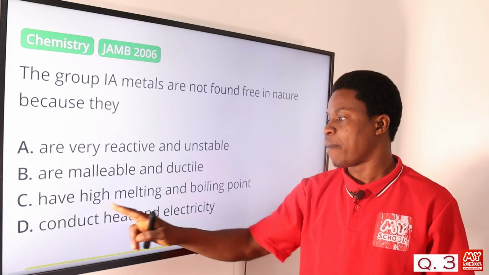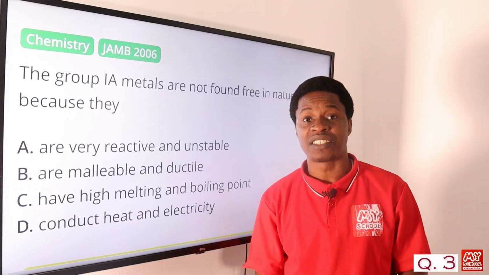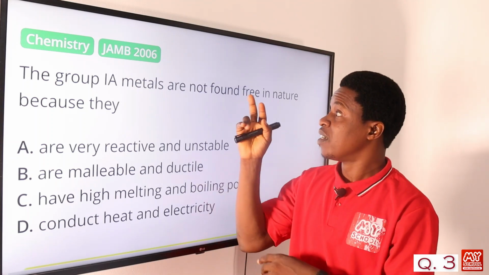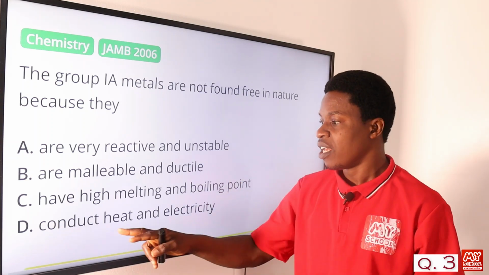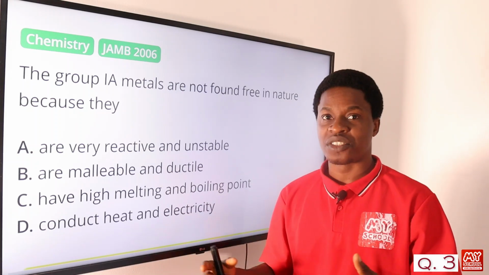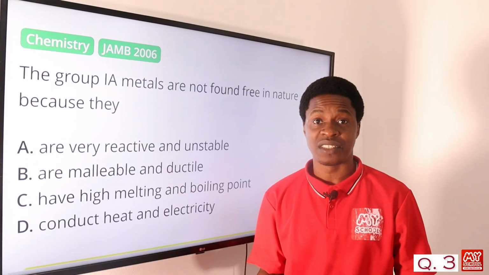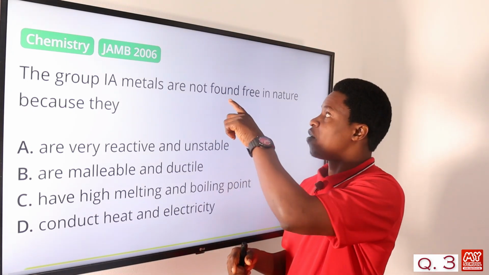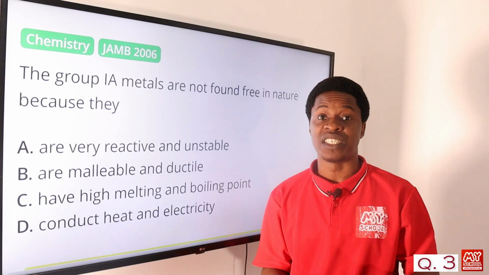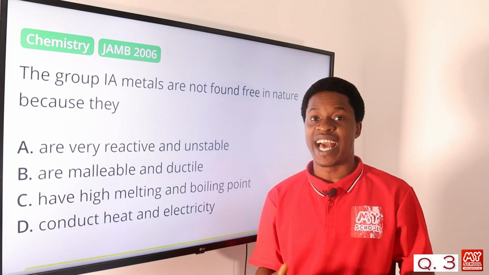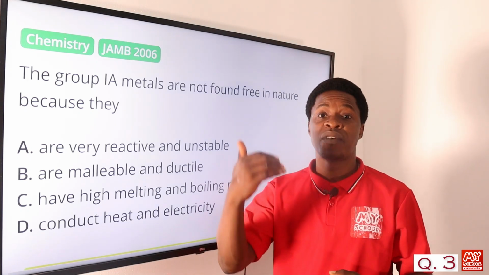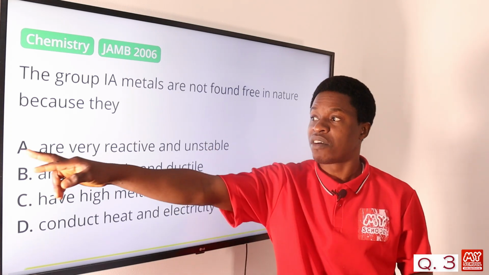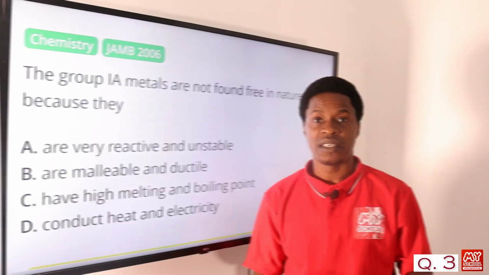Option C says have high melting and boiling point. Of course, we know that metals have high melting point and high boiling point, but that is not the reason why they are not found free. And option D says conduct heat and electricity. Of course, that is another characteristic of metals. They conduct heat and electricity, but that is not the reason why they are not found free in nature. The reason they are not found free in nature is because they are very reactive. Of course, they are the most reactive metals, okay, that we have in the periodic table, and they are unstable. So the correct answer is option A.